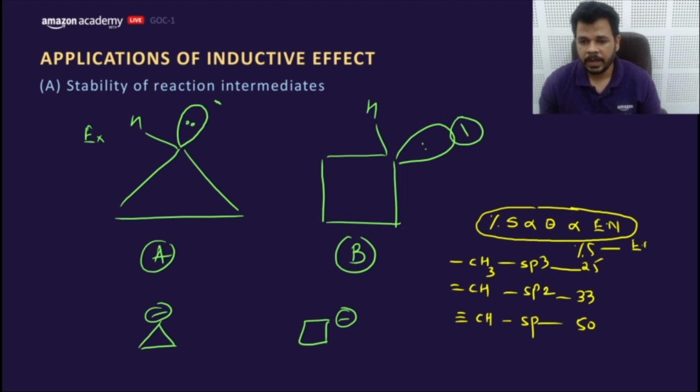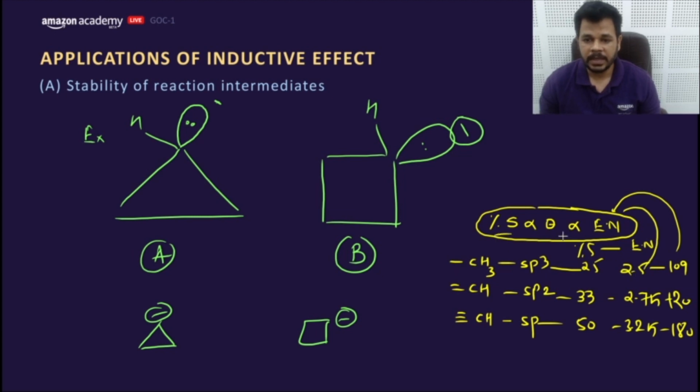Let's move to the electronegativity part. Electronegativity of sp3 carbon is 2.5, 2.75, and 3.25. Let's move to the theta. sp3 means 109, 120, and 180. That means this Brahmastra is proved correct. Percentage S is directly proportional to theta, directly proportional to what? Electronegativity.